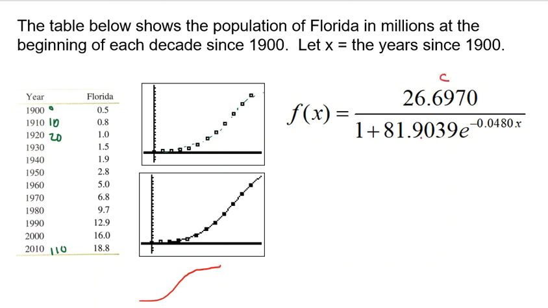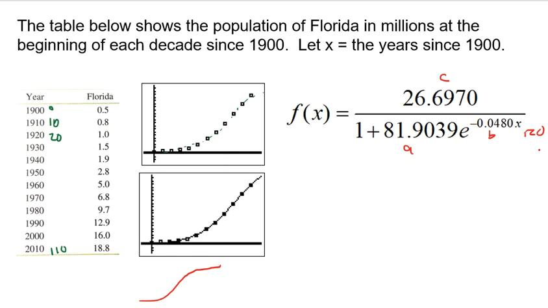Your calculator gives you our C, our A, and our B, and that's the logistic model. So once again, I could say, all right, in 2020, 120 years from 1900, what would you predict the population of Florida to be? All you have to do is plug 120 in for X, use your calculator, and you're going to get the predicted population in Florida.